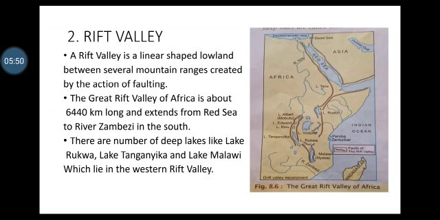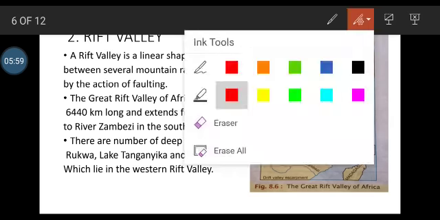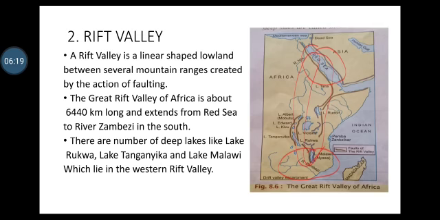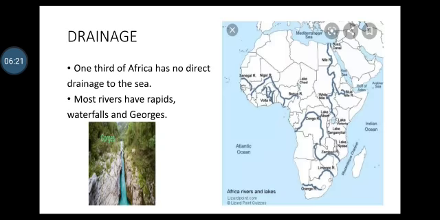The Great Rift Valley of Africa is about 6440 km long and extends from the Red Sea to the River Zambezi in the south. See, here we have the Red Sea and here we have the River Zambezi. So in this region we have the Great Rift Valley. There are a number of deep lakes like Lake Rukwa, Lake Tanganyika and Lake Malawi which lie in the western Rift Valley. Fine. So this is the Great Rift Valley of Africa.